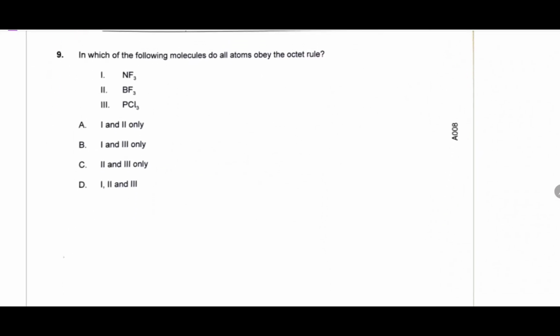In which of the following molecules do all atoms obey the octet rule? All atoms obey octet rule. Octet rule means 8 electrons in the outermost shell. Now in NF3, nitrogen has 5 electrons and it is bonded with 3 fluorine atoms. Shared 3 electrons with 3 fluorine atoms, total 8 electrons in nitrogen. It obeys the octet rule.